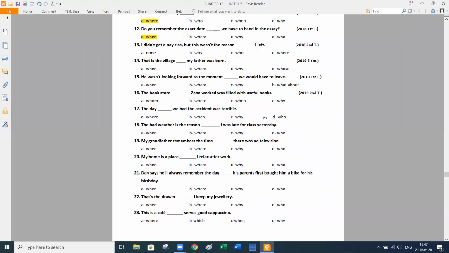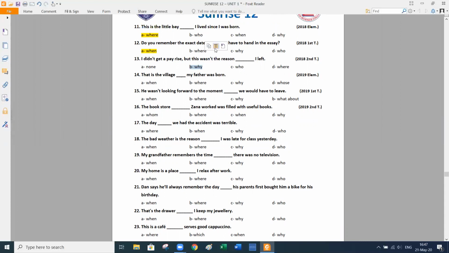And next one, I didn't get a pay rise, but this wasn't the reason why I left. So I left my job, for example. And I'm talking about the reason here. I say that this is not the reason. I didn't get a pay rise, but this is not the reason why I left my job. My job is not here, but you can continue the sentence like that.